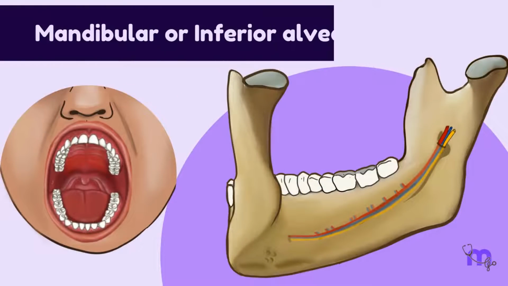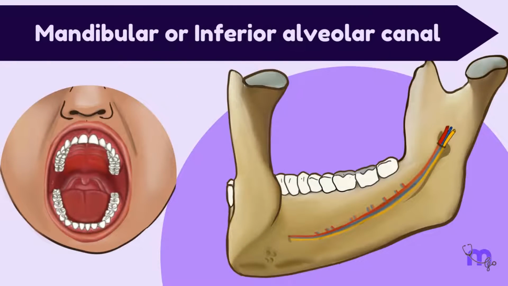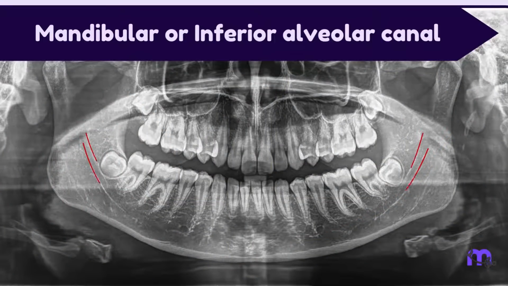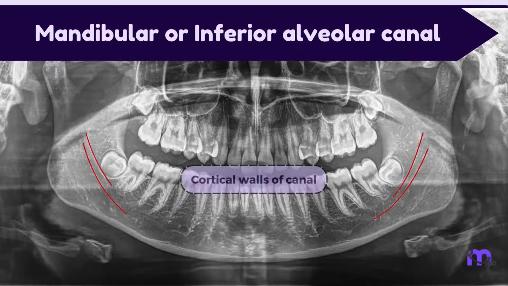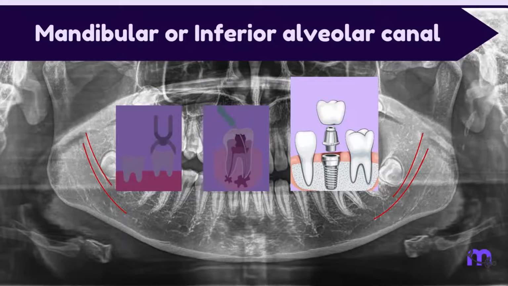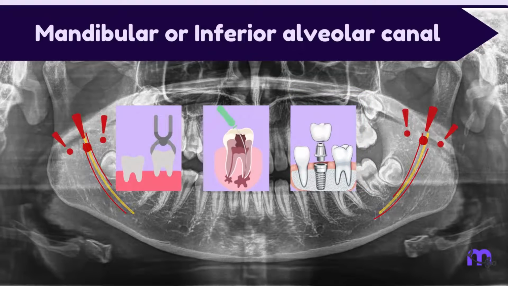Moving on to the mandibular or inferior alveolar canal. The inferior alveolar nerve and vessels run within this canal. The nerve provides sensory innervation to the lower teeth as well as to the chin and lower lip. It is a radiolucent band outlined by two thin radio-opaque lines representing the cortical walls of the canal. It is crucial to know the location of the inferior alveolar canal for dental procedures, such as tooth extractions, root canal treatment, and implant procedures. The possibility of damaging the inferior alveolar nerve is high during these procedures.